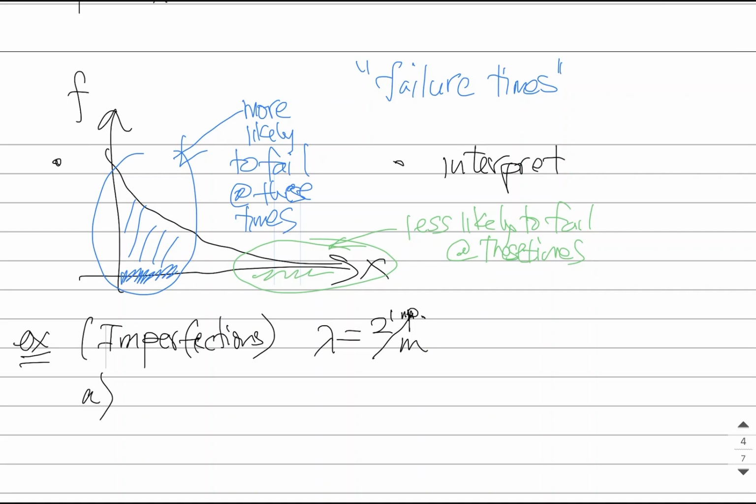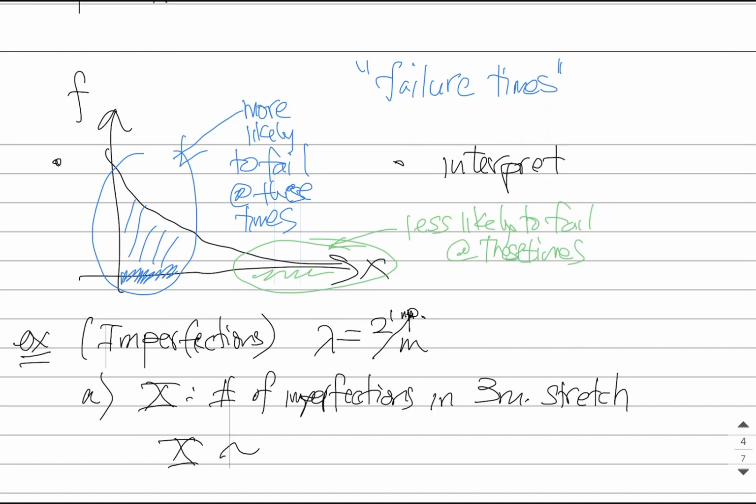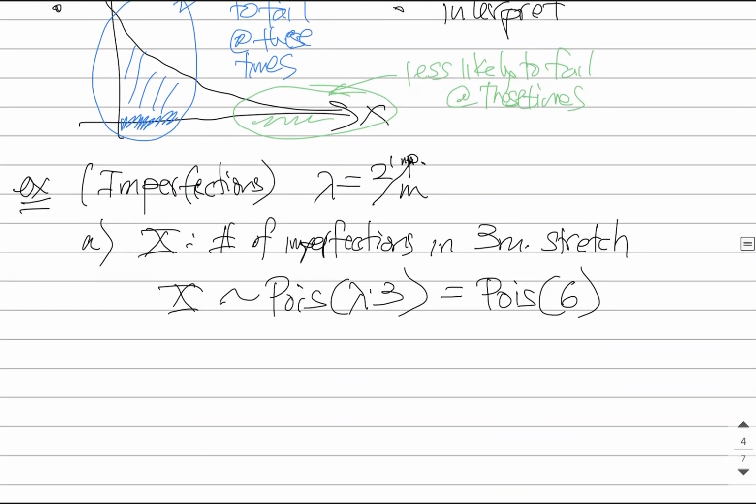So if we say that capital X is the number of imperfections in a 3-meter stretch, we know from our past experience that this random variable is going to be modeled by a Poisson distribution with lambda times 3, or in this case, a Poisson distribution of 6, because the lambda that we've been given here is 2. So the number of imperfections is modeled by a discrete random variable. And once you've got that, it's easy to answer some questions.